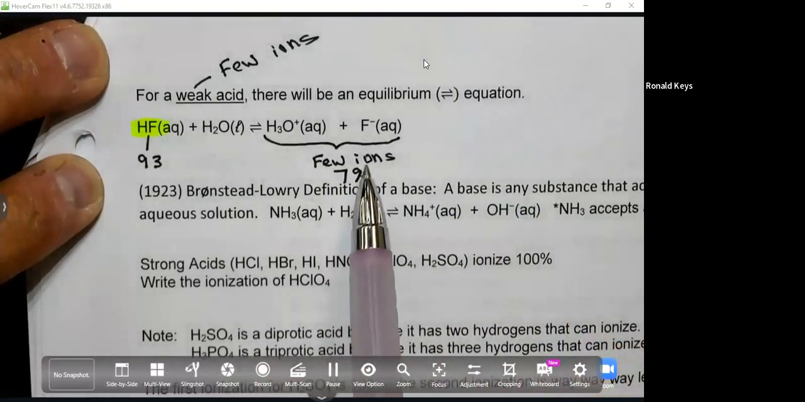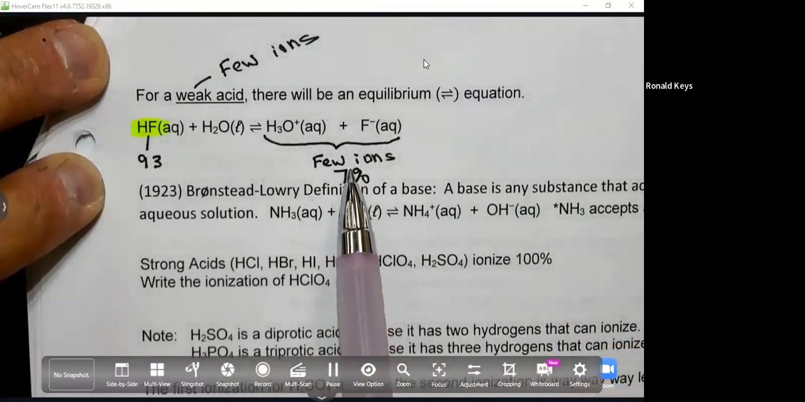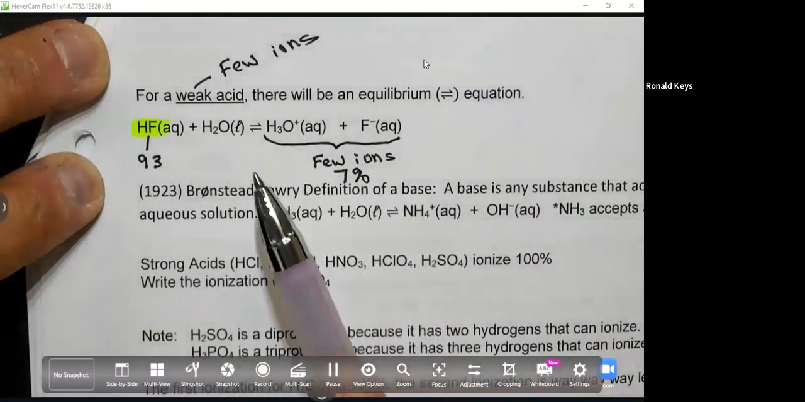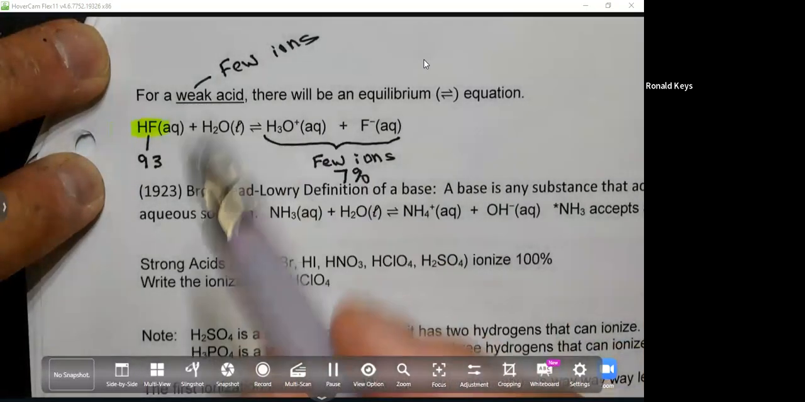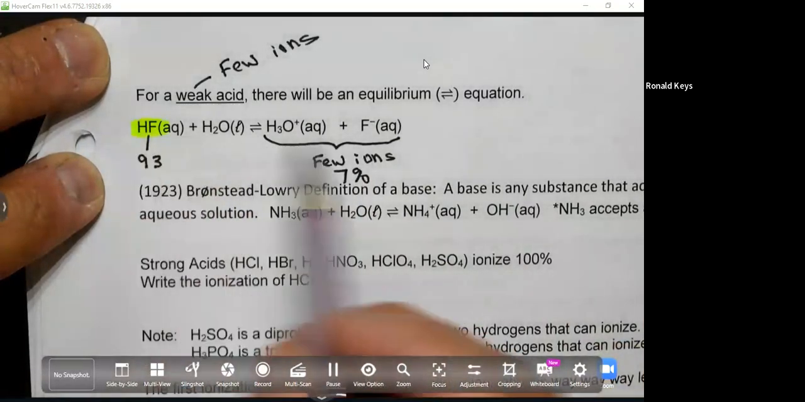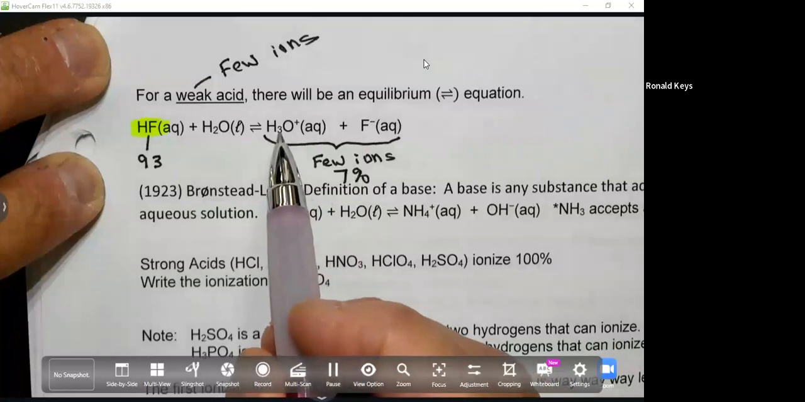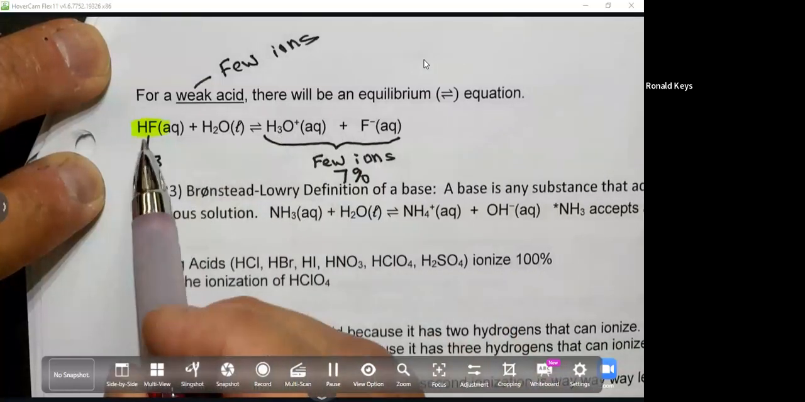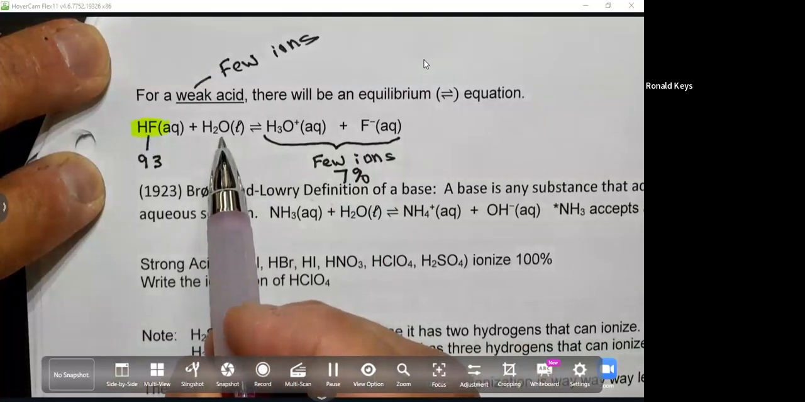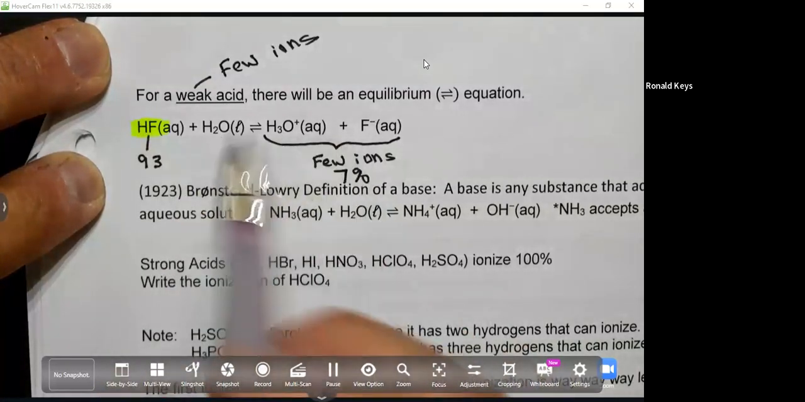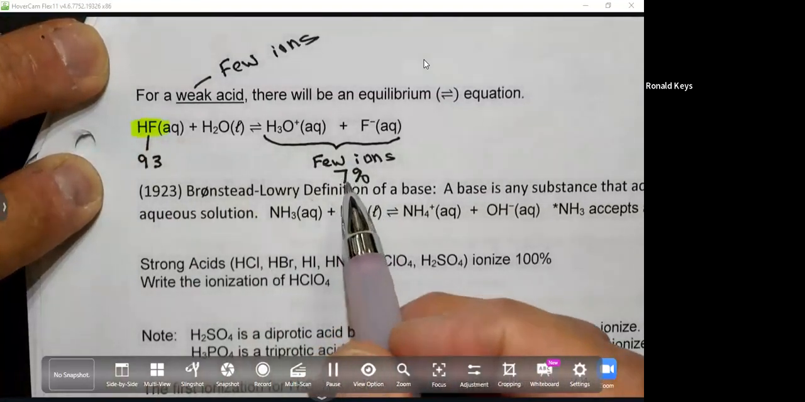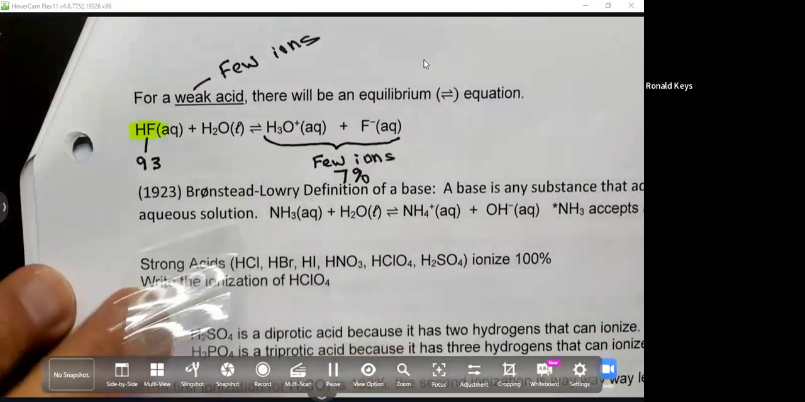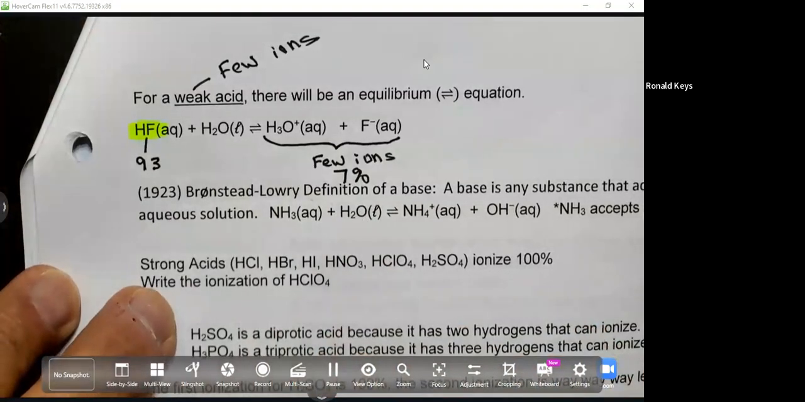But you do get a few ions. That is the difference between a strong acid and a weak acid. For a weak acid, you're going to see equilibrium. I'm going to explain that coming up. The reaction goes back and forth, back and forth, back and forth. The H+ comes back off here, reforms the HF and water. And then an H comes off. It just continually goes back and forth. But you get very few ions.